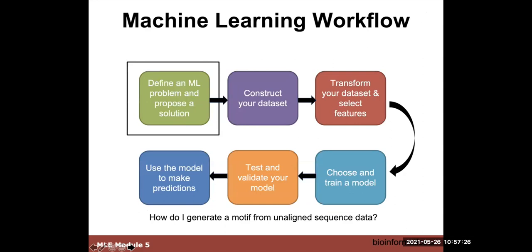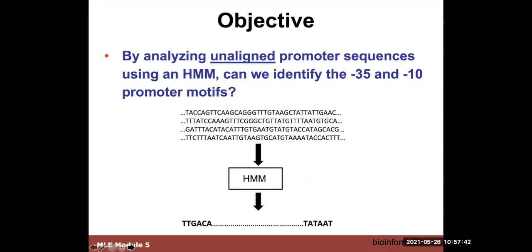So this is the workflow we've talked about in the past: how do I generate a motif from unaligned sequence data? We define our problem. We're going to look at promoter sequences that have been collected and identify this Pribnow box. Here's a mess of sequences and we want to run our hidden Markov model through that. We want to see that TTGAC and TATA link with certain variable gaps in between, and see if our hidden Markov model can pick out those promoters and conserved elements within the promoter sequence.